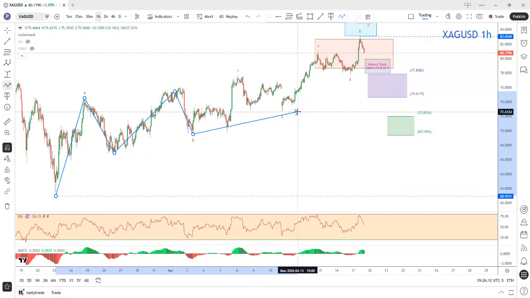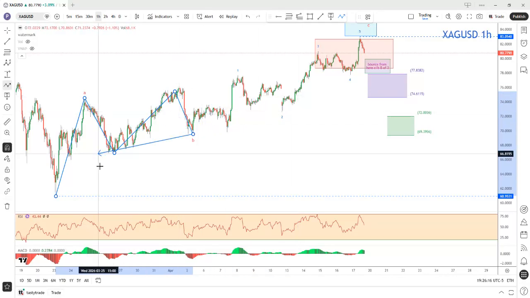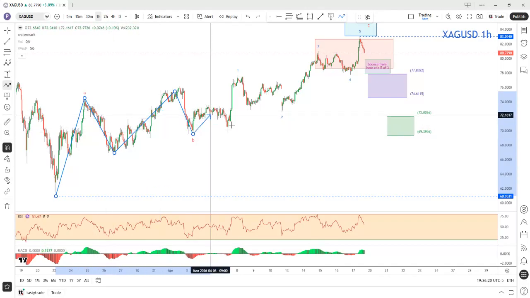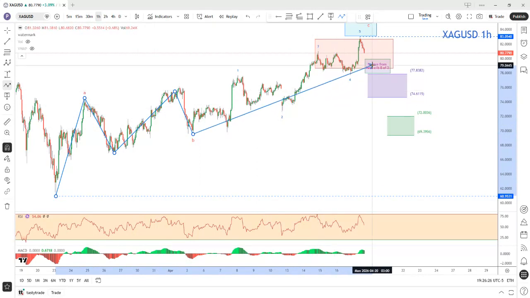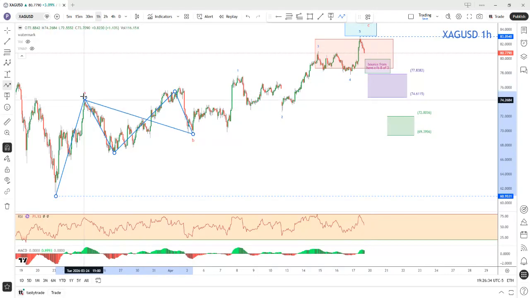So that's a possibility. I just don't feel it, it doesn't feel like a diagonal to me. This was a little bit too sideways over here. So I'm watching this area. I don't have high conviction that it's creating a diagonal, but I could be wrong. And then I'll do an update.